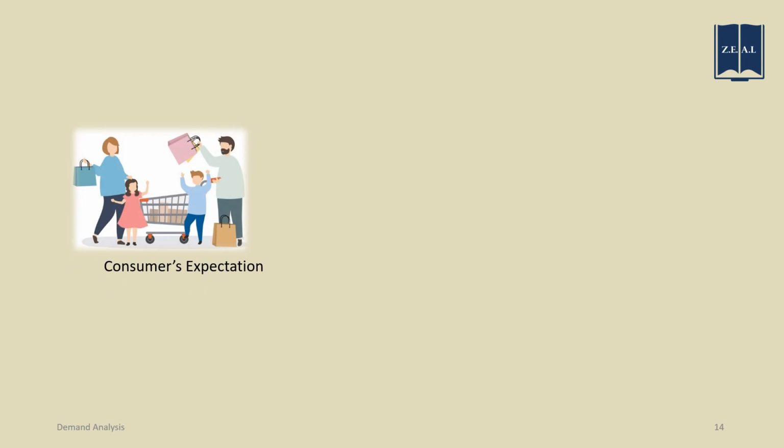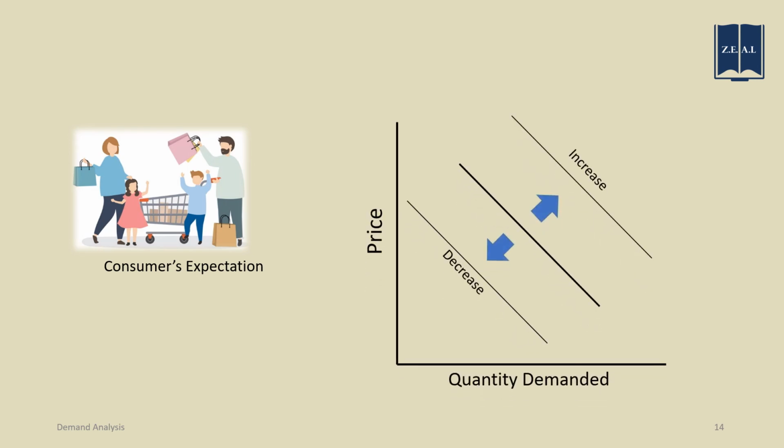So moving on, customer expectation is also one factor that causes a shift in the demand curve. When a customer expects that the price of the commodity will rise in the near future, he or she tends to buy more of that product now. So the demand will increase, causing a rightward shift of the curve. Similarly, when the customer expects that the price is going to fall in future, they will try to purchase as little as possible, which decreases the demand, causing a leftward shift of the demand curve.